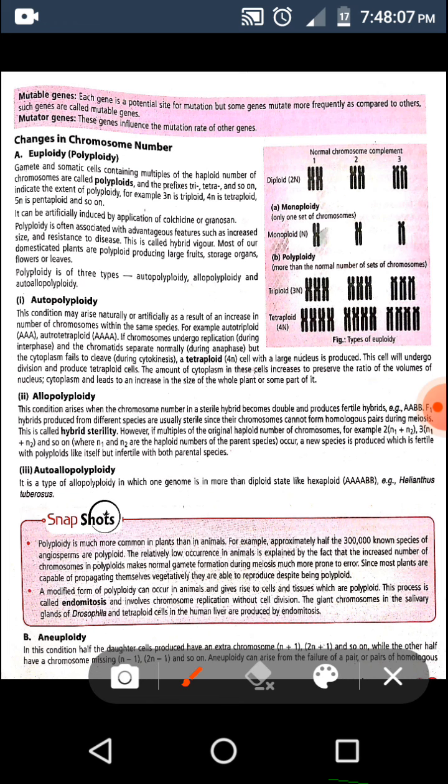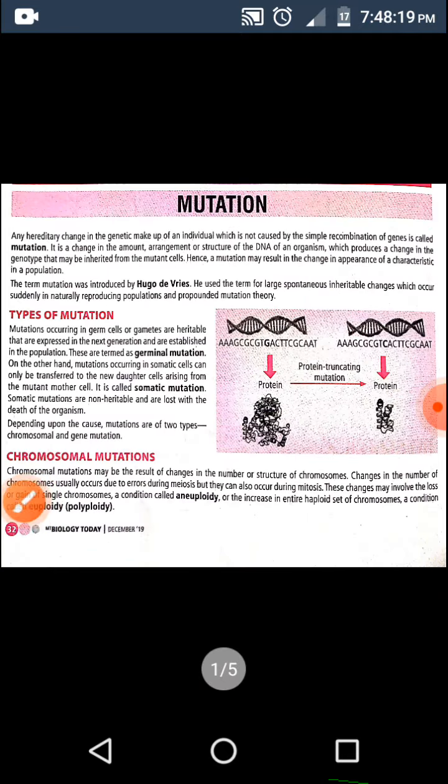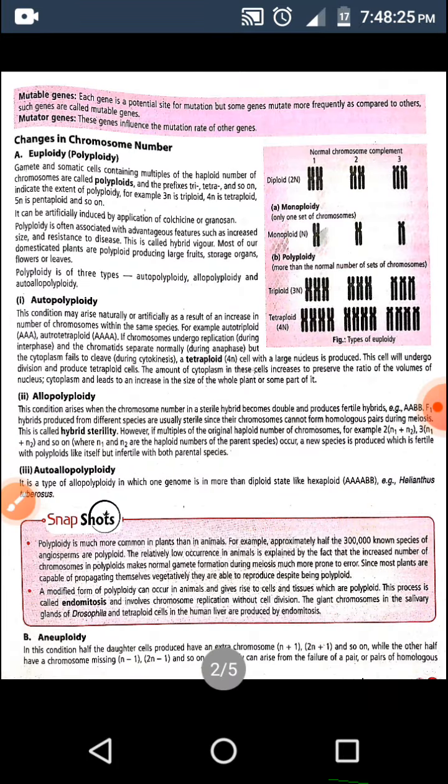So this euploidy is nothing but there is a change in a chromosome number in a complete set, or there is an increase in an entire haploid set of a chromosome, which is called as euploidy. In this euploidy we mainly study diploid, triploids, polyploids. Polyploidy will be studied under two subheadings, that is autopolyploidy and allopolyploidy. In polyploidy, we can observe the hexaploid condition in an individual.